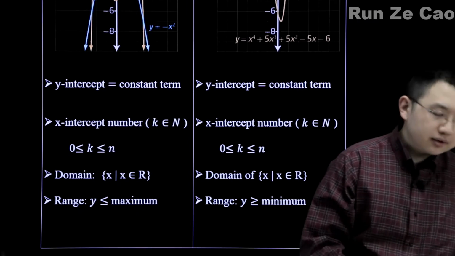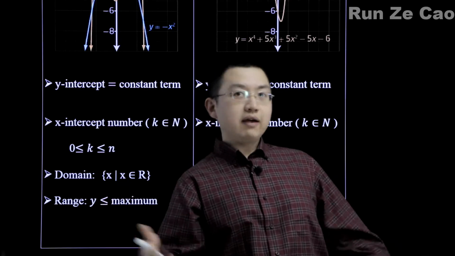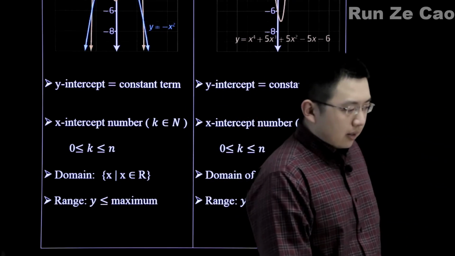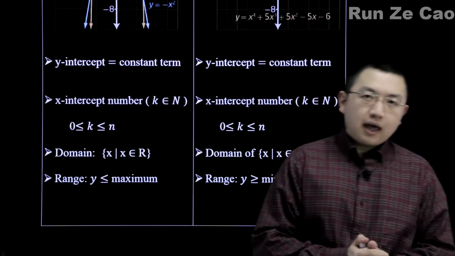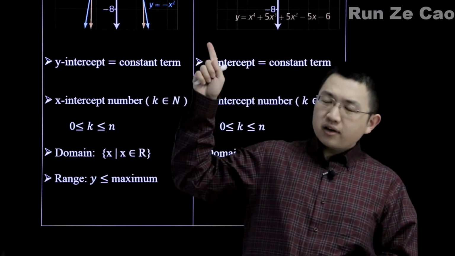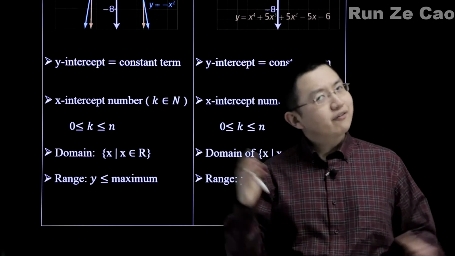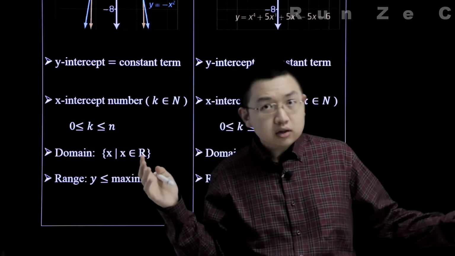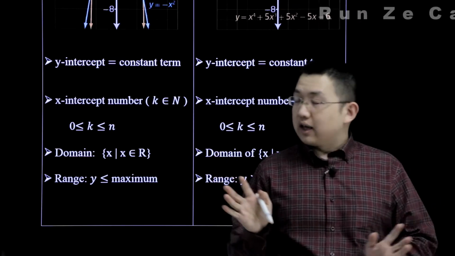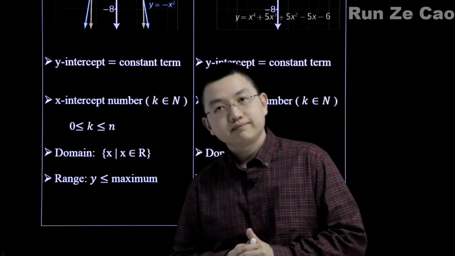So the y-intercept is still the constant term, because if we set x equal to 0, everything else disappears. Now the number of x-intercepts can be anywhere from 0, because we're starting at positive or negative infinity, and then we're going back the same way. Do we have to cross the x-axis? No. But if we happen to do so, then we can go up to n crossings.